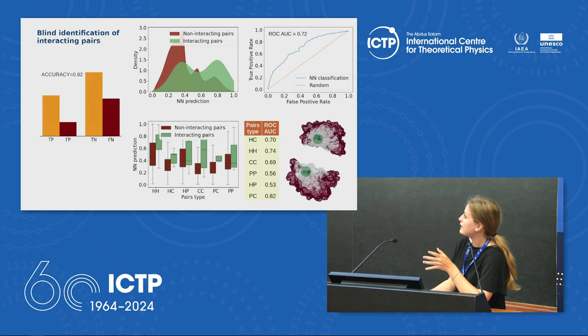On a data set of 100 proteins, we performed a blind search for interacting pairs. So in this case, we do not have a balanced data set, and we reached an accuracy of 82. And you can see here the distribution of the neural network prediction for interacting and non-interacting pairs. We were able to discriminate between them with an area under the curve of 0.72. However, this performance could be improved by taking into account the chemical features of the residues that we are looking at, because as you can see in the table, the area under the curve changes when stratifying the data set. And this is one of the things that I will be doing this evening because I didn't have the time yesterday.